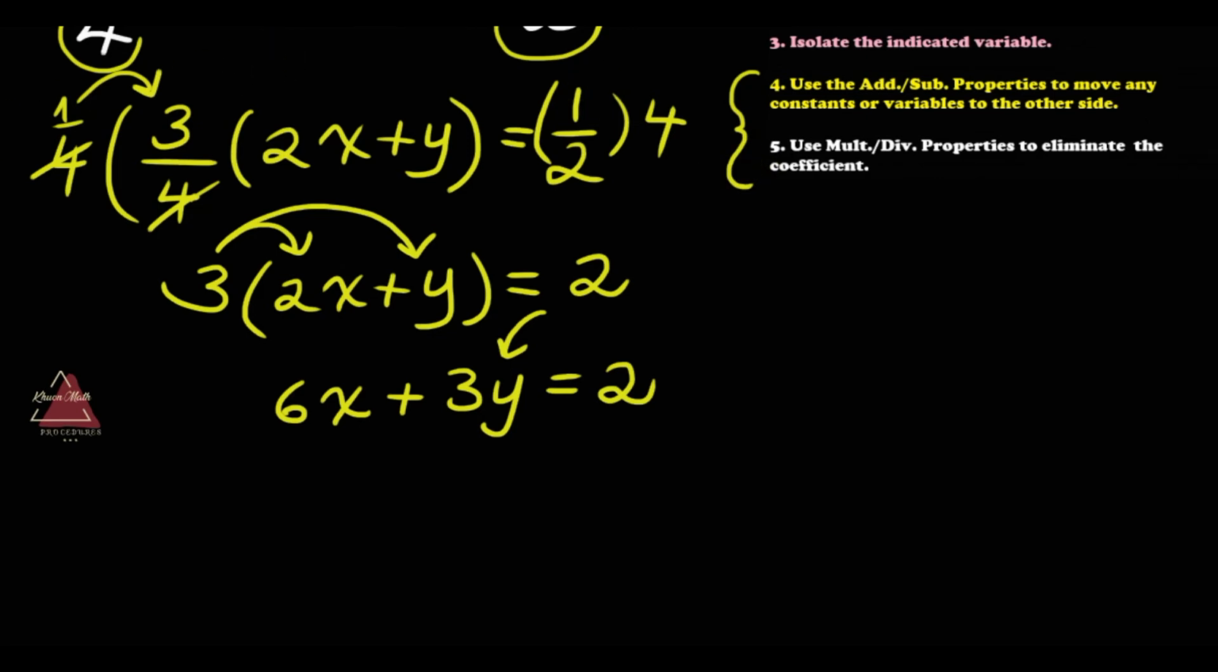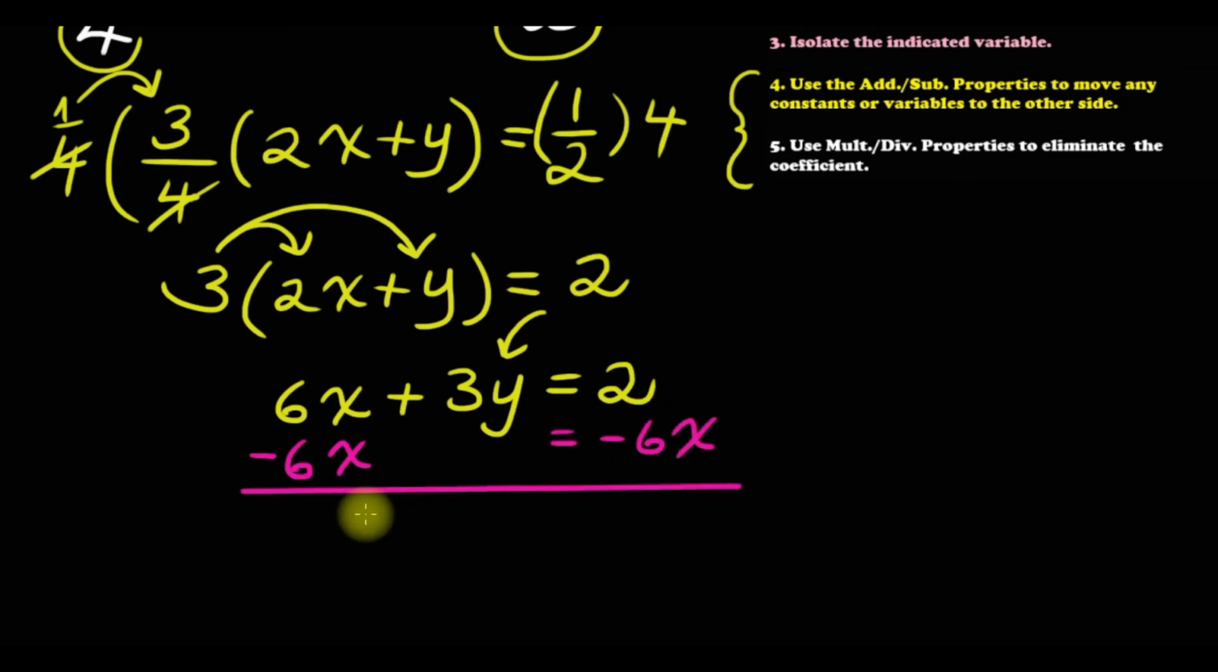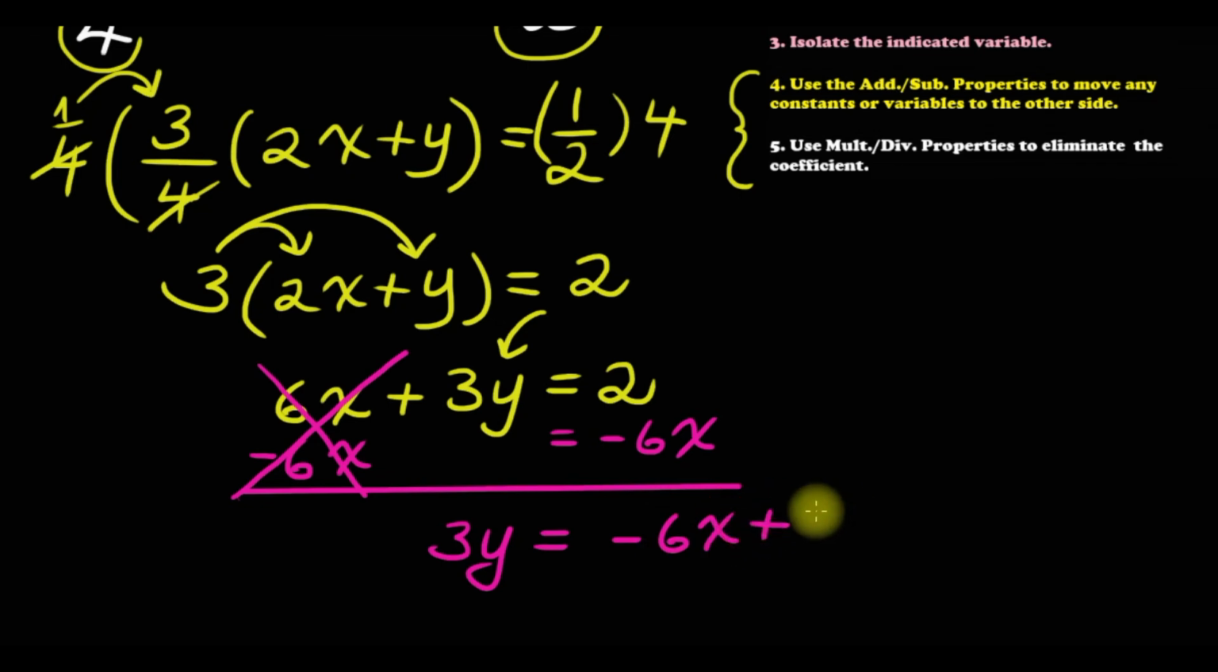So first thing we have to do is use the subtraction property to get rid of 6x. We minus 6x. And then if we minus 6x to the left, we get a minus 6x to the right. So this is gone. Positive 6x and negative 6x is 0. So you're left with 3y. And then here you have negative 6x plus 2, or you can write 2 minus 6x. It's the same thing.